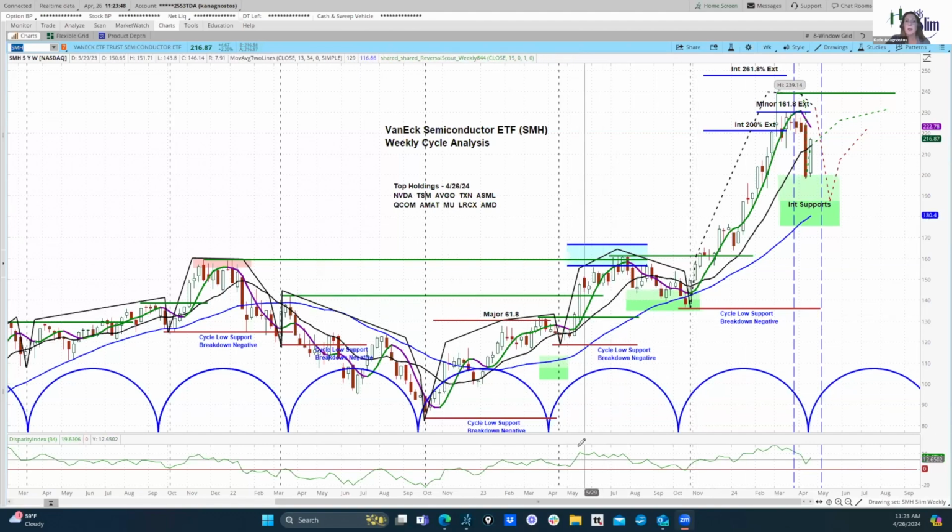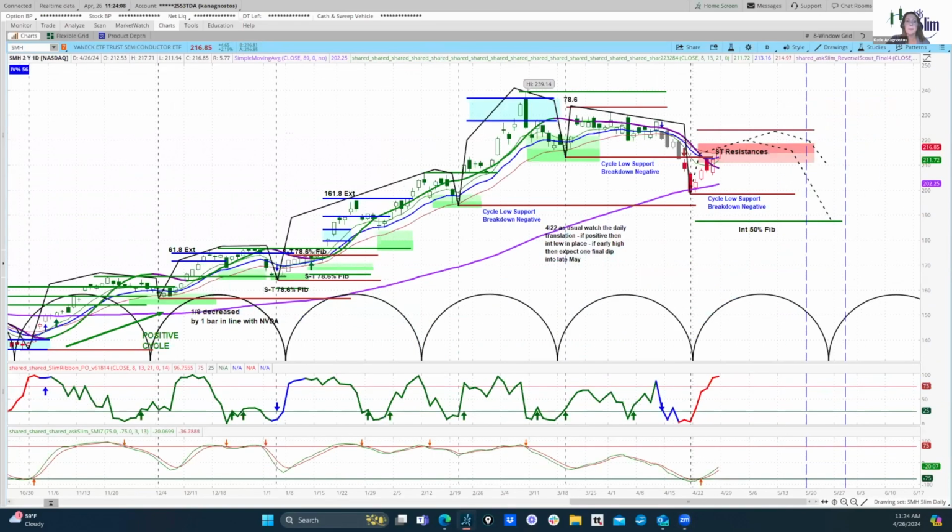Now, in terms of projections, notice that we have two possibilities shown here. Either the intermediate cycle low was formed last week, right on time, or it will come slightly late around the third week of May. So how do we know that? It is information that we are gleaning from the daily chart. Let's take a look at that.